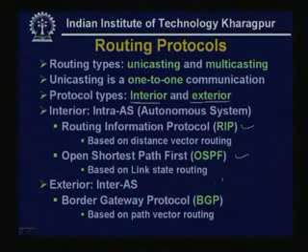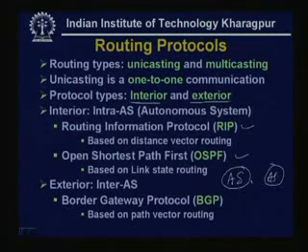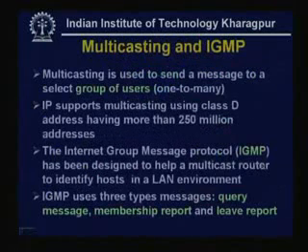And whenever the routing has to be done outside the autonomous systems, say inter autonomous system routing has to be done, for that purpose you require a different type of protocol. For example, border gateway protocol or BGP, which is based on path vector routing, is provided to do this routing. So, these are the different protocols used by IP.